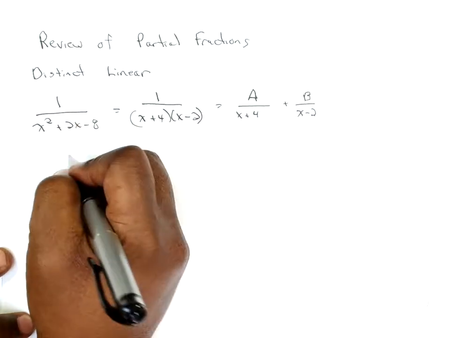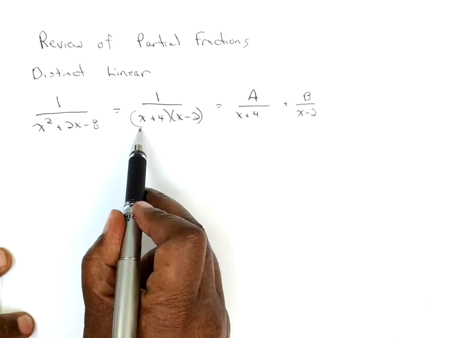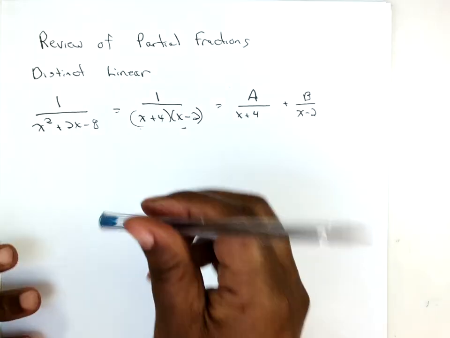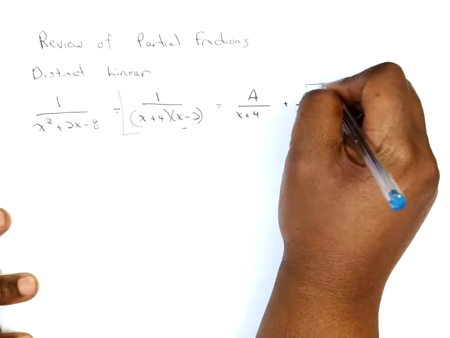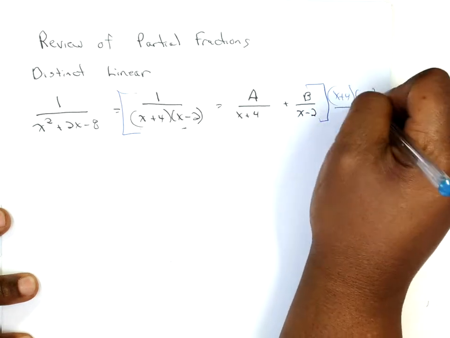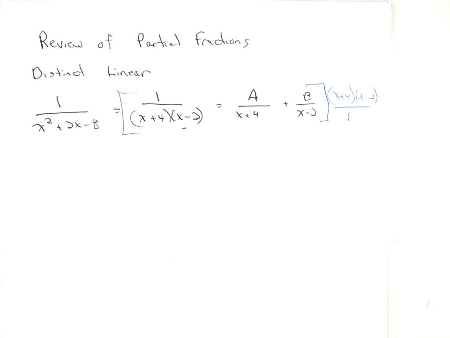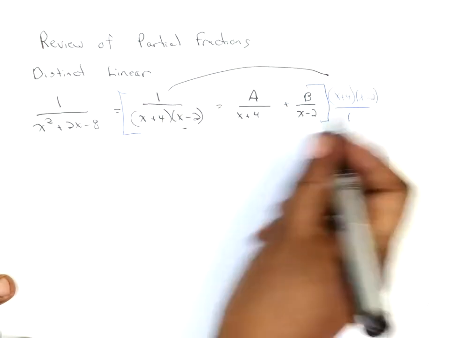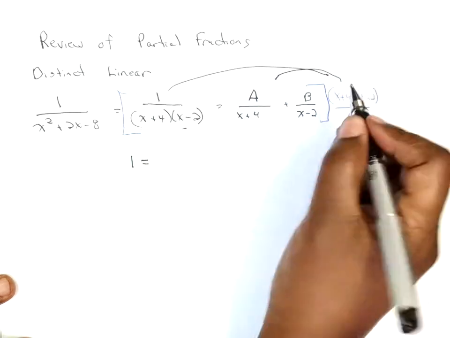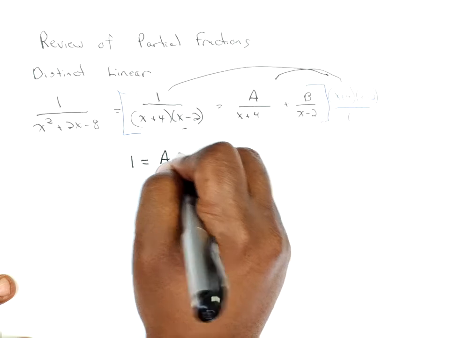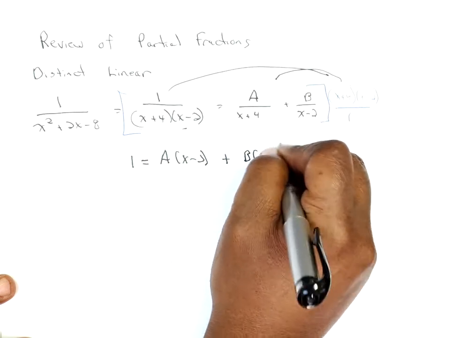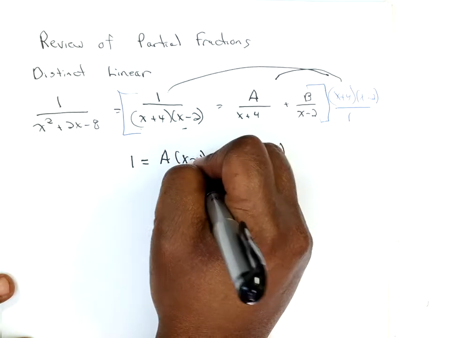So we clear our fractions by multiplying through by the LCD, which is x plus 4 times x minus 2. So every single factor is being multiplied by that. When I distribute over here, everything cancels, so I'm just left with a 1. When I distribute here, the x plus 4's cancel, so I'm left with a times x minus 2. And then the b times x plus 4. And we have to solve for a and b.